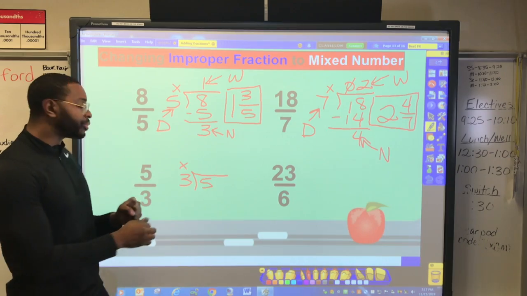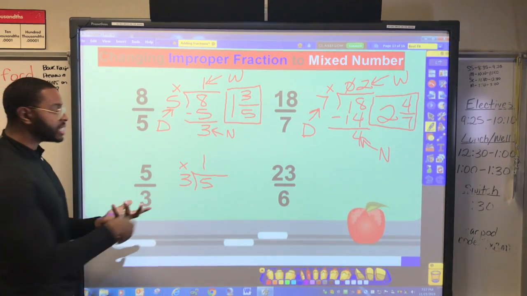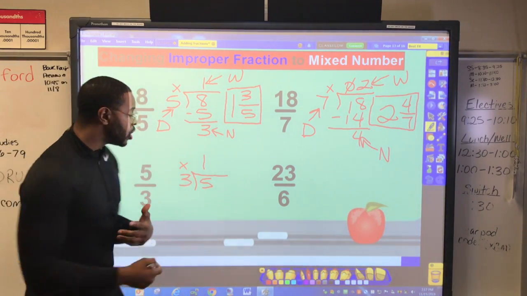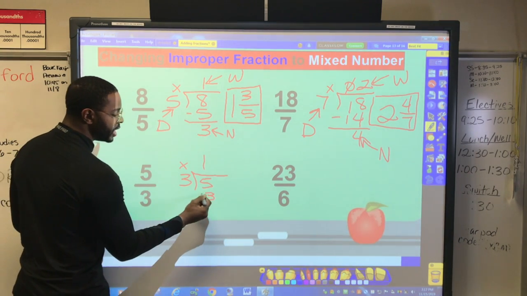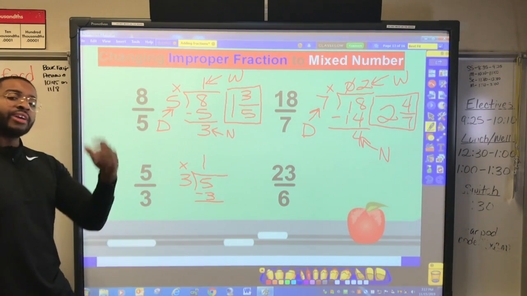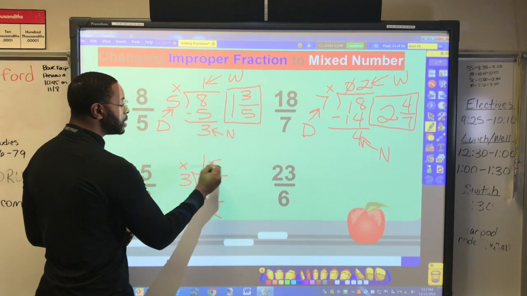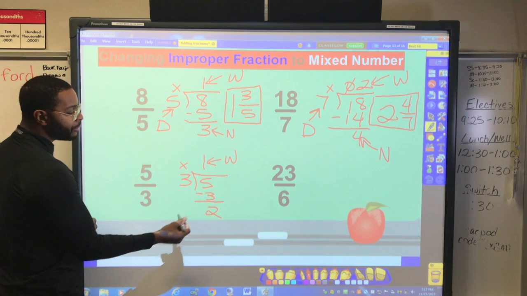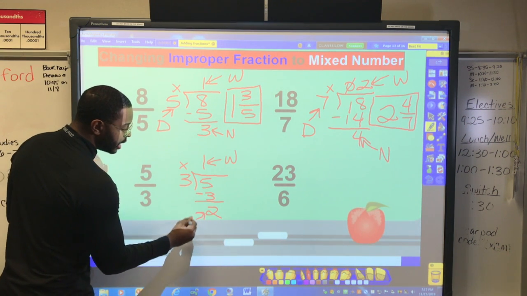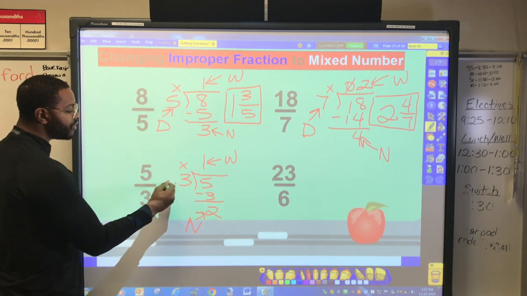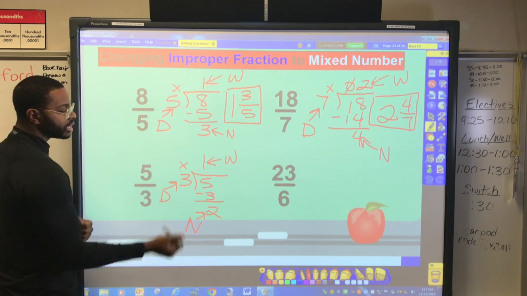Okay? I know that 3 times 1 will give me a number that's close to 5 without going over. And 3 times 1 is 3. And I'm going to subtract that. I know that 5 minus 3 gets me 2. My quotient is going to be my whole. My remainder is going to be the numerator. And my divisor is going to be the denominator.